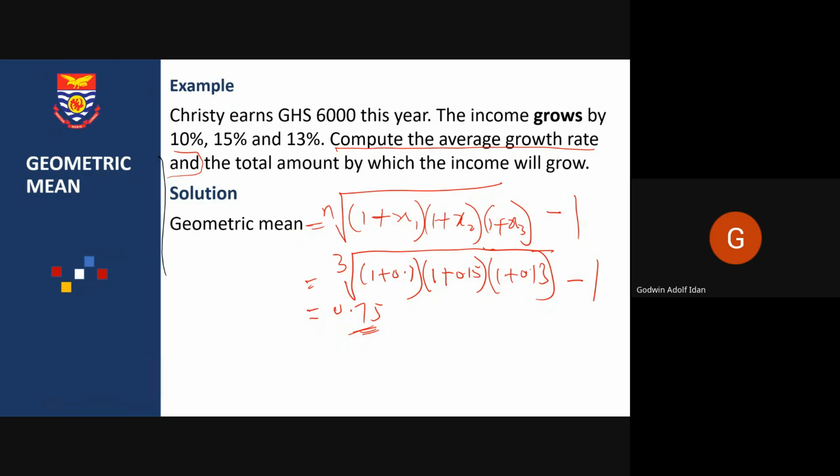So first you do the ones in the brackets. So let's simplify it further. We're going to have the cubic root of 1.1 multiplying 1.15 multiplying 1.13, everything minus 1. So let's multiply the ones in the brackets first. 1.1 times 1.15 times 1.13. What do we get?